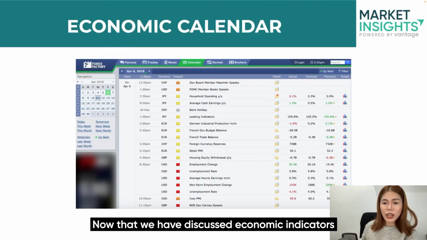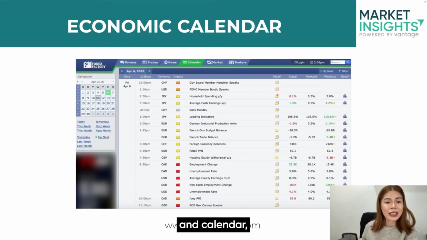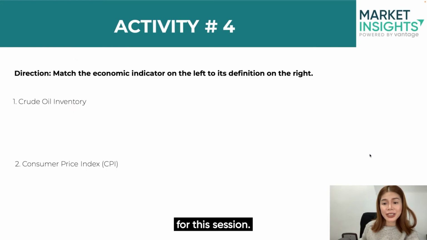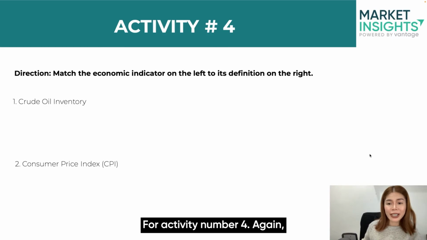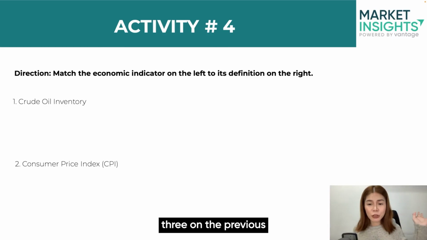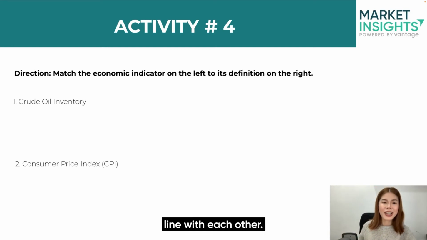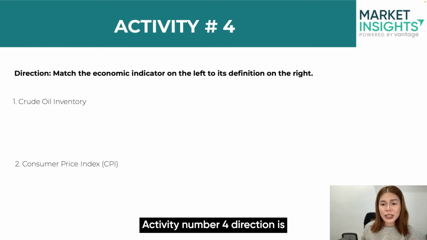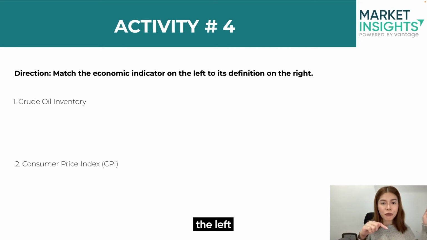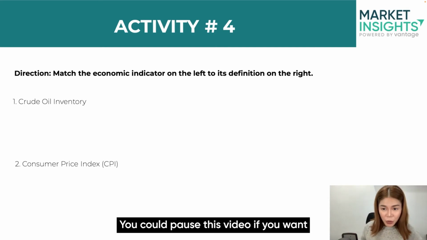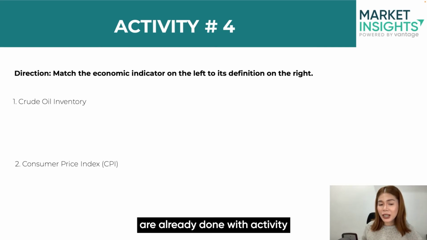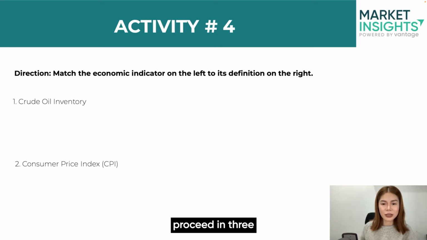Now that we have discussed economic indicators and the calendar, let's go ahead to the activity for this session. For activity number 4, we already did activities 1, 2, 3 in the previous sessions. The activity numbers are in line with each other. For activity number 4, the direction is to match the economic indicator on the left to its definition on the right. You could pause this video if you want, or if you are already done with the activity and want to answer with me, you may go ahead and proceed. In 3, 2, 1, let's answer it together.